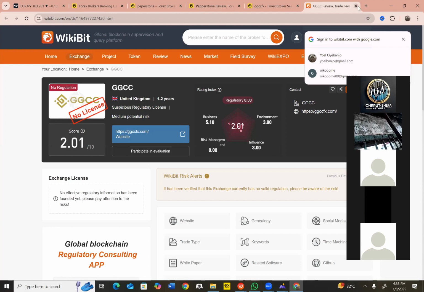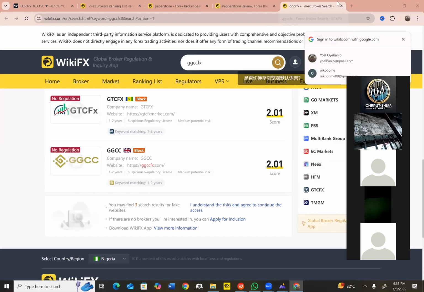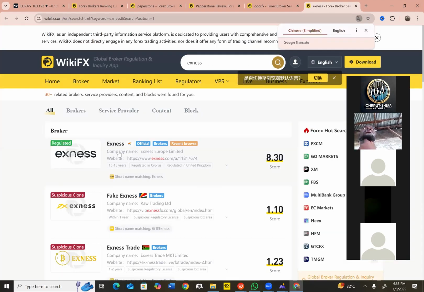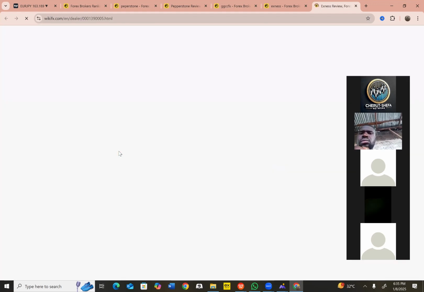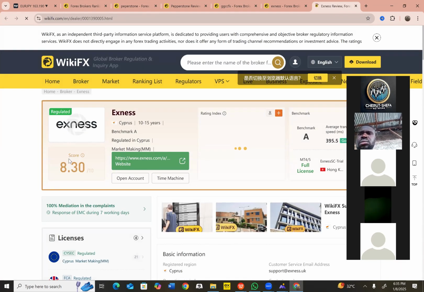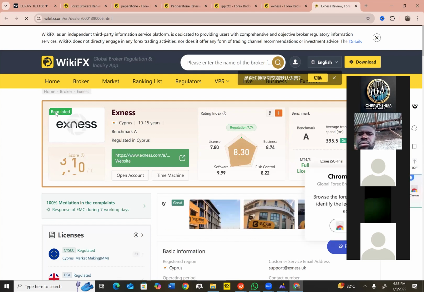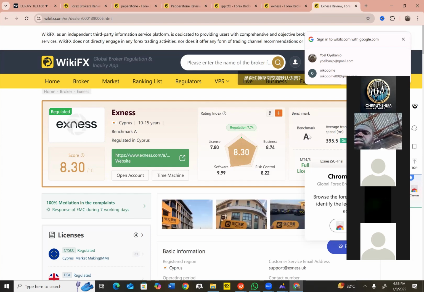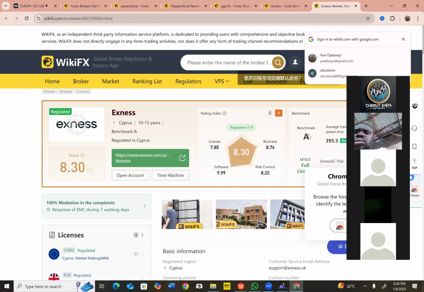So let's look out for Xness. Okay, so this is Xness here. Look at their score, 8.3. Very, very good score. They are regulated in Cyprus. And look at all the details. Their benchmark is A. They have full MT4 and MT5 license. That means they are not white label.